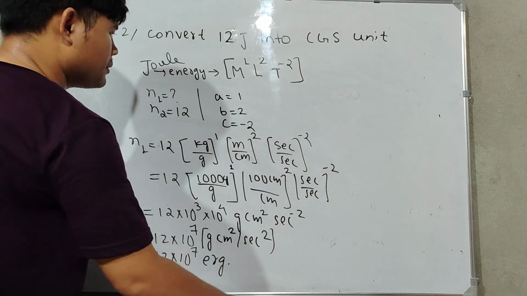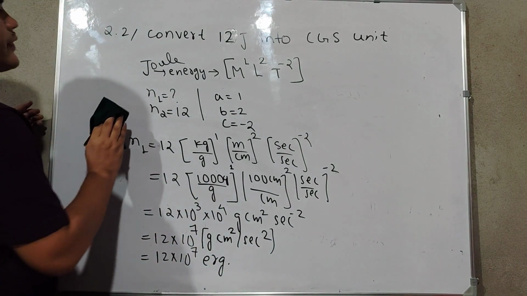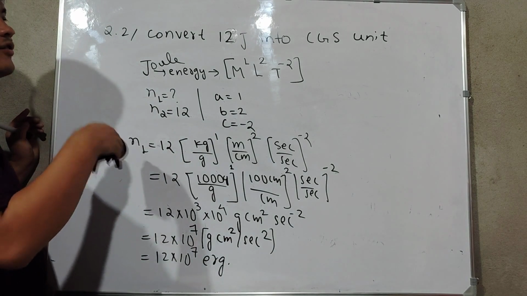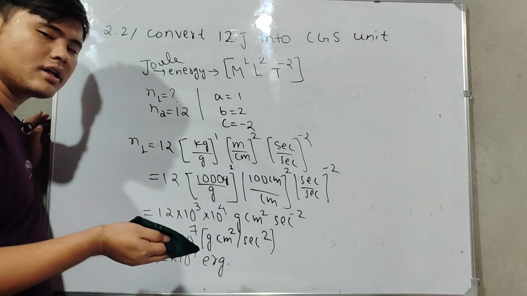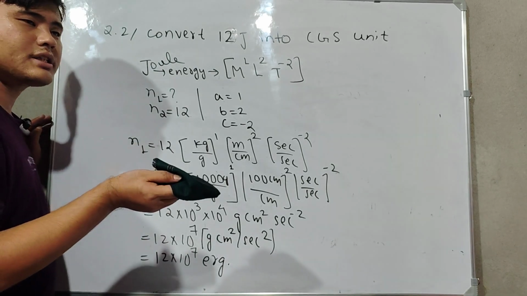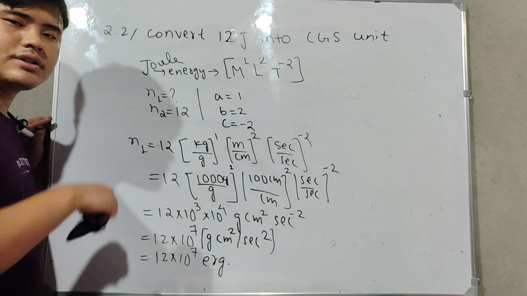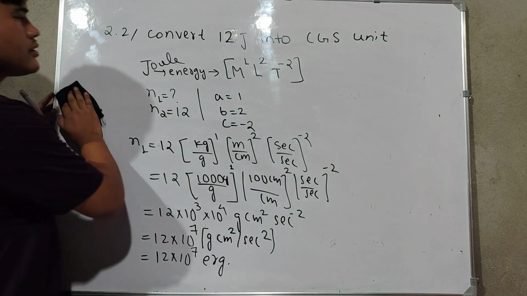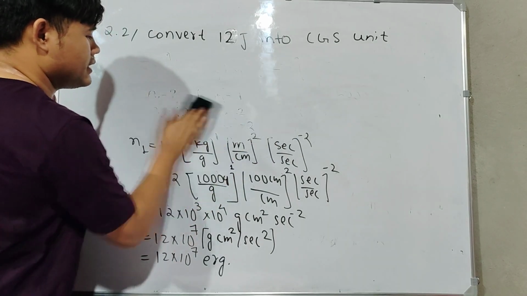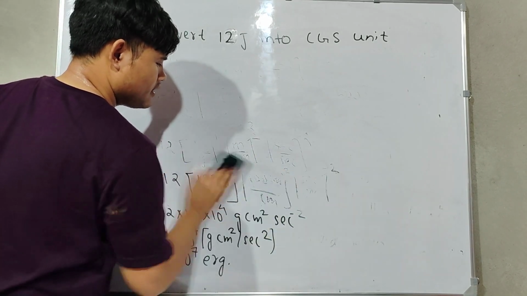Okay, next we will see if it is reversed. If it is given to us to convert from CGS to MKS, then how will we do it? Just reverse the formula. So let's do one and we will see. After that we will proceed to the next.